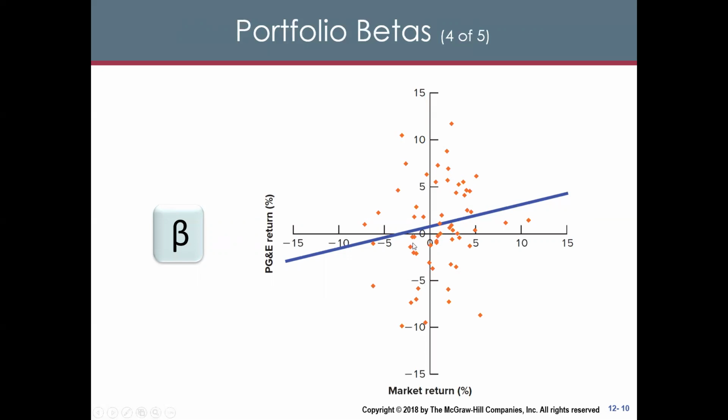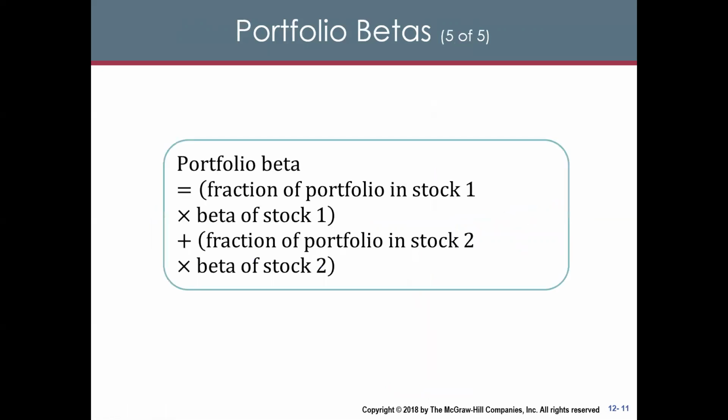And if we have multiple companies in our portfolio, the portfolio beta will just be a weighted average of all the single stocks you have. Say, for example, if we have 2 stocks, the portfolio beta will be the fraction of the portfolio in stock 1 multiplied by the beta of stock 1, plus the fraction of the portfolio in stock 2 multiplied by the beta of stock 2. If you have more than 2 stocks, you just keep adding them together. You add the fraction of each stock multiplied by the beta of each stock, and that gives you the portfolio beta.